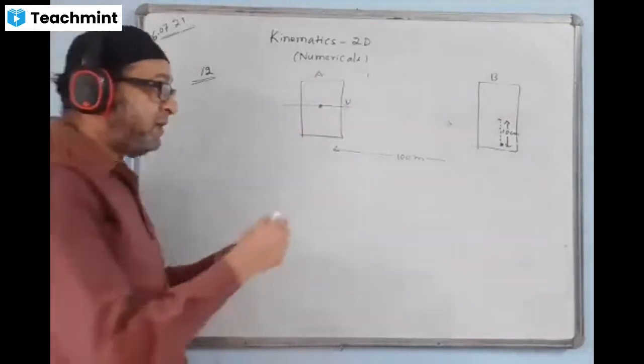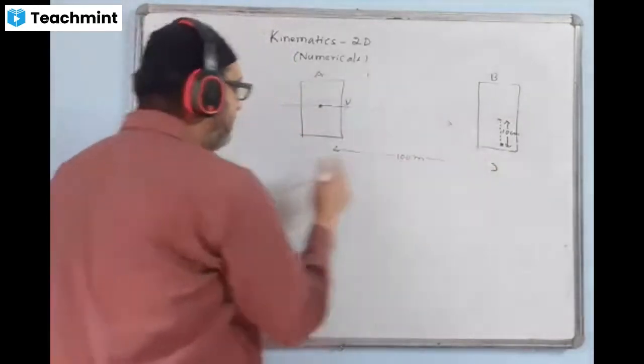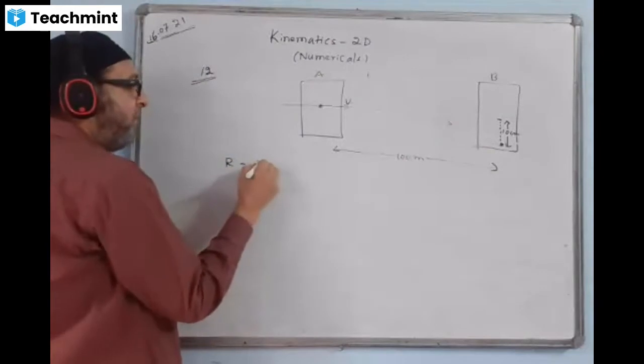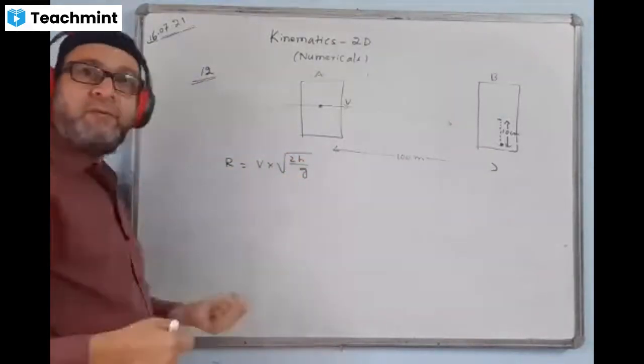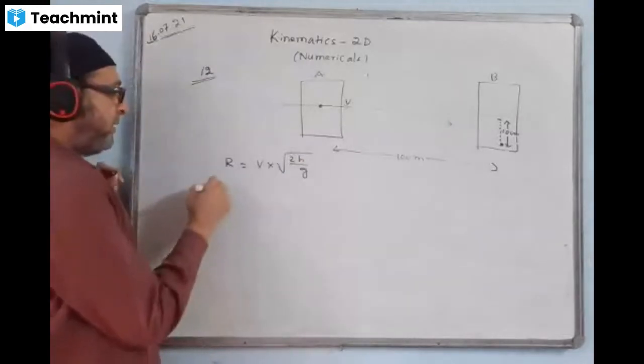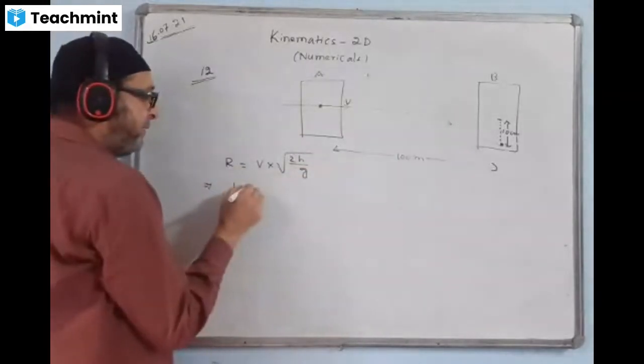We know this is the case, just now we had done. This is R. R, what is the formula of R? The R formula we have got is V root 2h by g. So now get the answer, finished. What is the range? Range is 100, right, here 100.